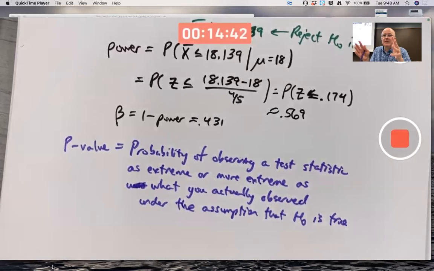Nobody can figure out the probability that the null is true. Nobody can do such a thing. It's impossible. Not even a well-defined question, probably.